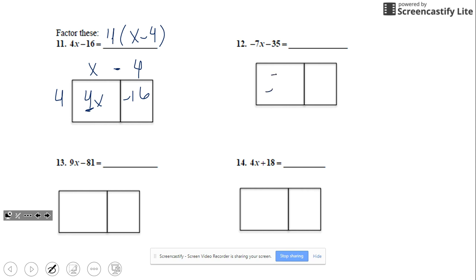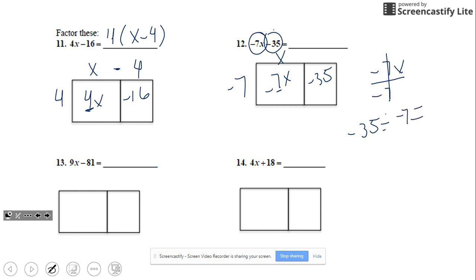Number 12 here, we've got negative 7x minus 35, those terms. And then can I divide by that negative 7? Absolutely. So negative 7x divided by negative 7, that's just x. And then negative 35 divided by negative 7, that is a positive 5, so plus 5. So here we have negative 7 times the quantity x plus 5.